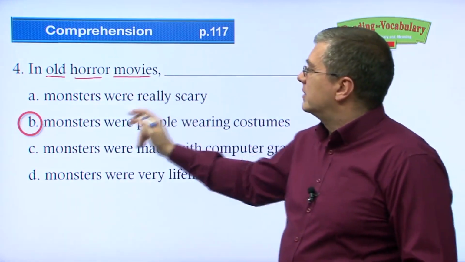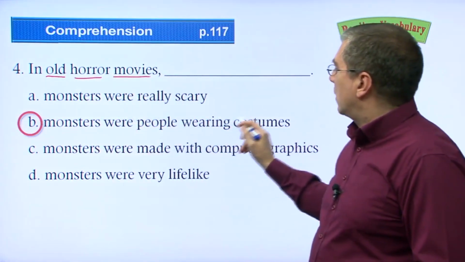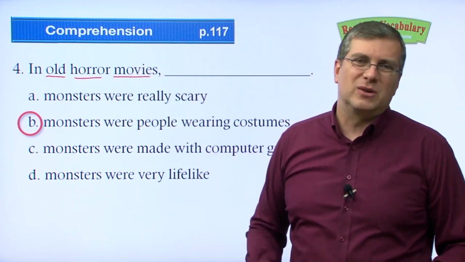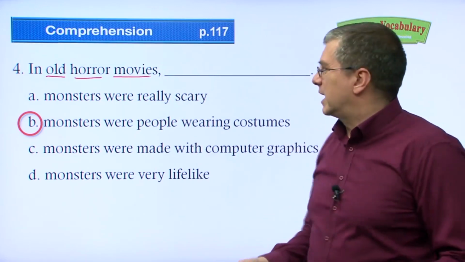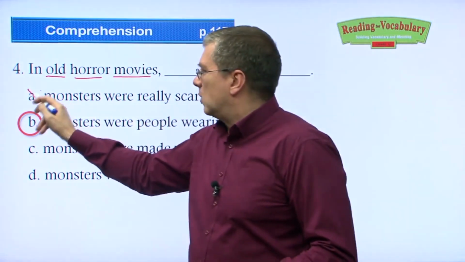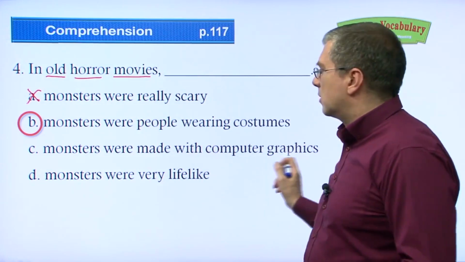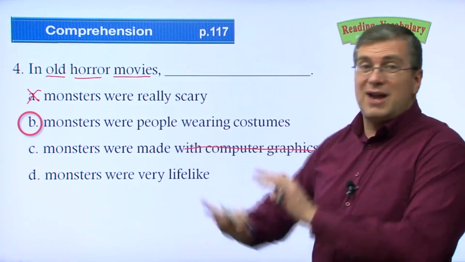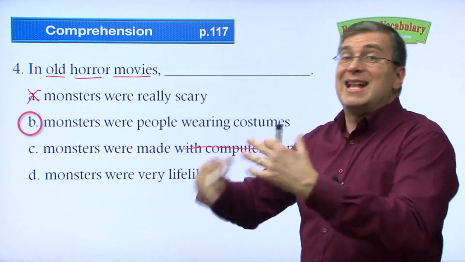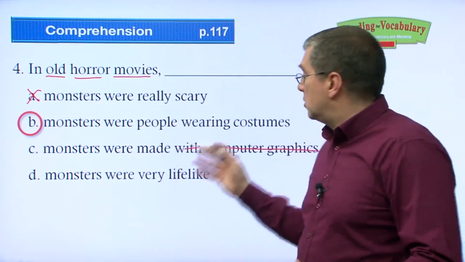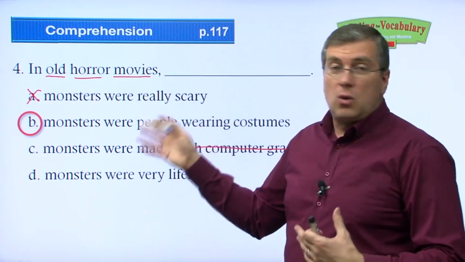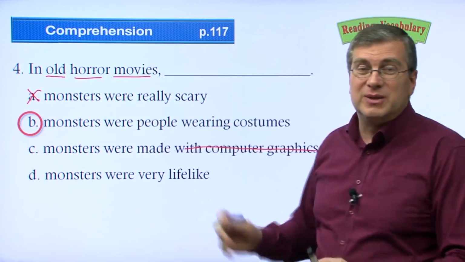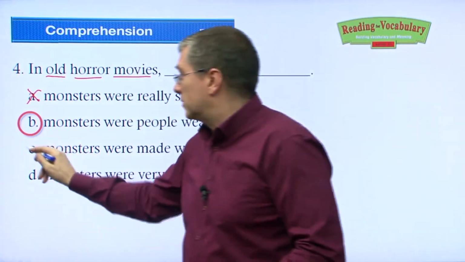In old horror movies, monsters were people wearing costumes. And so the audience could see, that's just a person wearing a costume. And it wasn't very scary. So they weren't scary in old horror movies. Monsters were made with computer graphics? No, that's not right, because in old horror movies, computer graphics weren't around. They didn't exist. That's the whole point of this passage. Computer graphics made horror movies scarier because they didn't have to use people wearing costumes. They can make whatever they wanted in the computer. So C is not right.